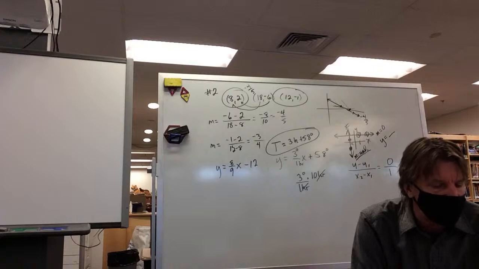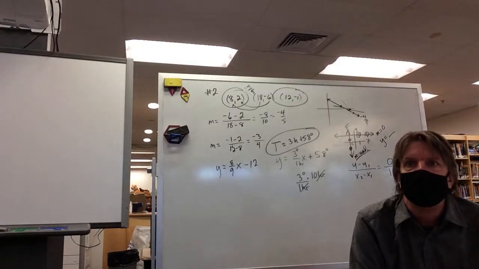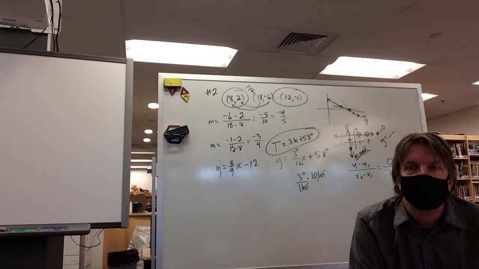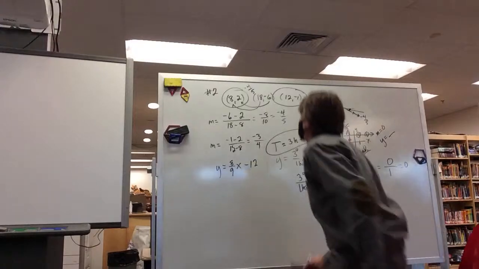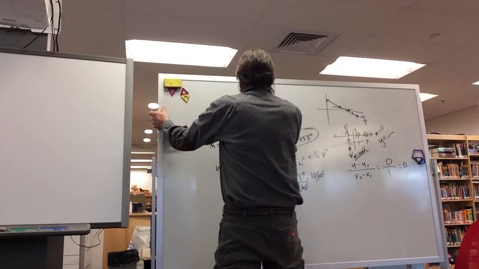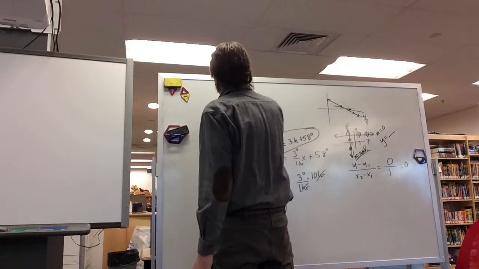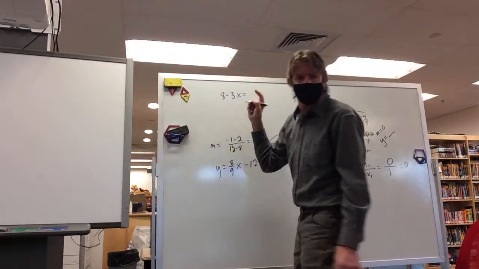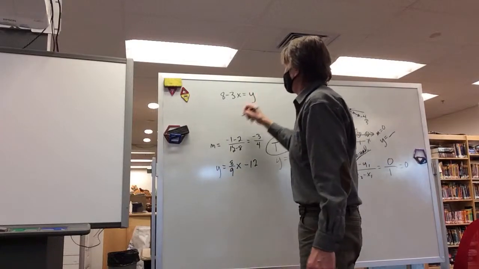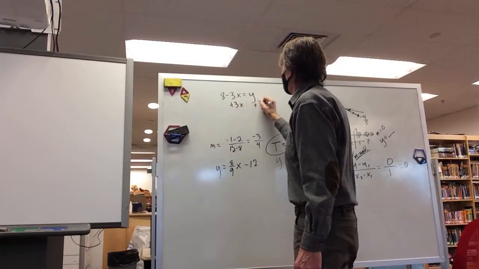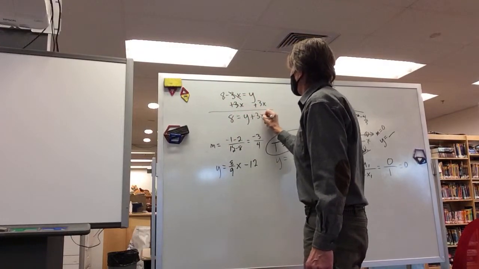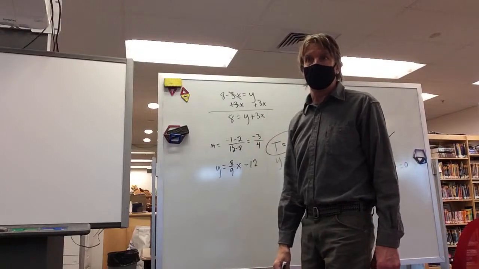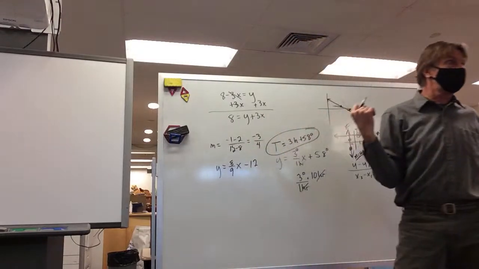So, number 6, who did number 6? You did. Can you share what you did? I added 3x to both sides. Okay, let me write it on the board, and I'll do what you tell me to do. Is it 8 minus 3x? What does it equal? Just y, okay. So you said you added 3x to both sides. So can I just do this? Did you do anything more? Do you need to do anything more?